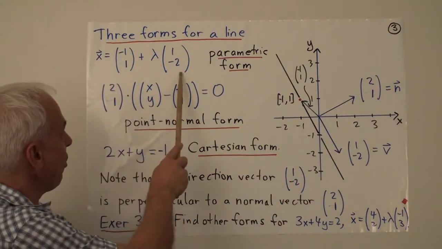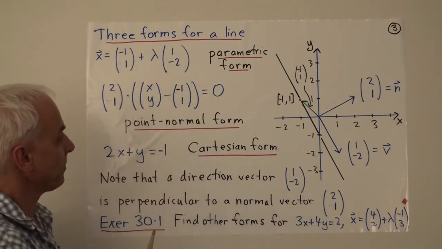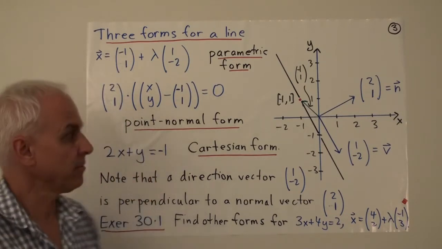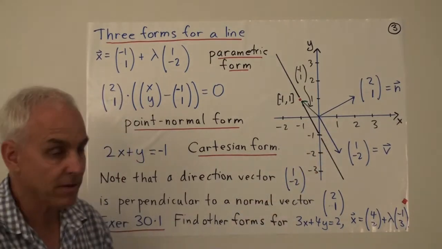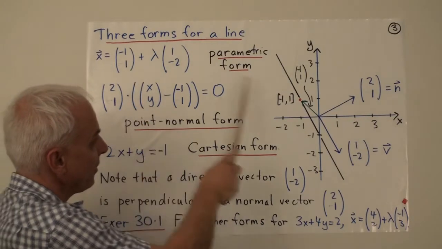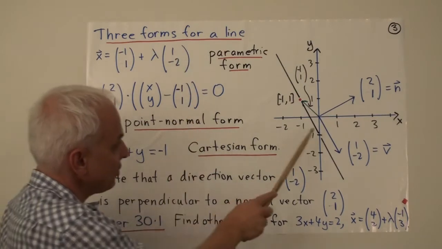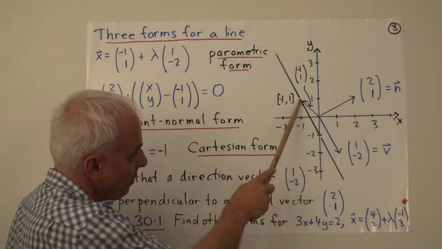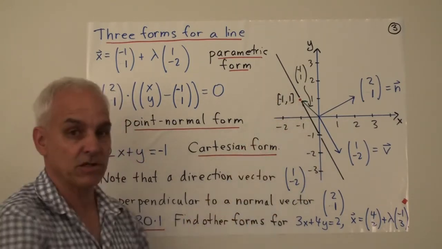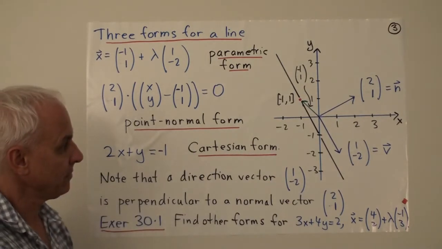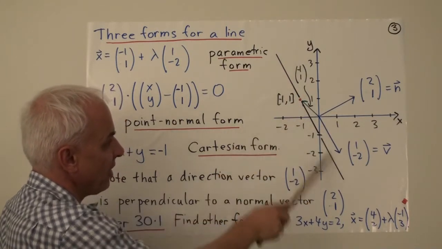Alright, so the parametric form is x equals (-1, 1) plus lambda (1, -2). So x here is an arbitrary vector. This equation is telling us that a general point here has coordinate vector x given by (-1, 1), which is this vector here corresponding to that point, plus a multiple of (1, -2). Here is (1, -2), and if we go a multiple of that from here, we're going in this direction here, or possibly in this direction if the multiple is negative. So we have a point on the line, the direction of the line, giving us the line itself.